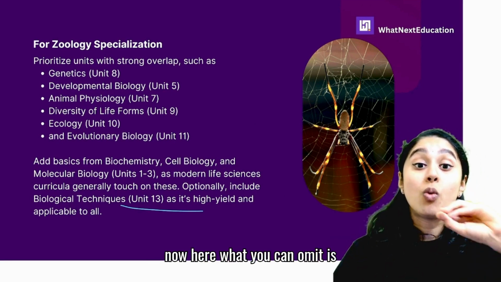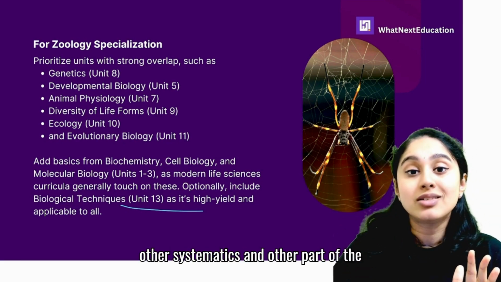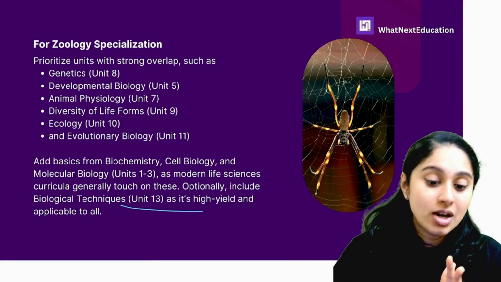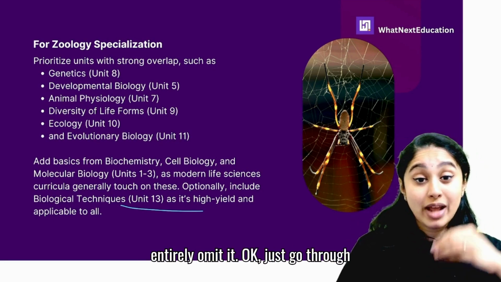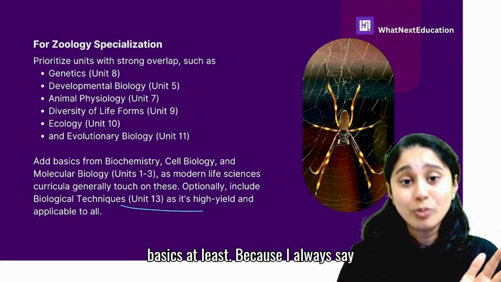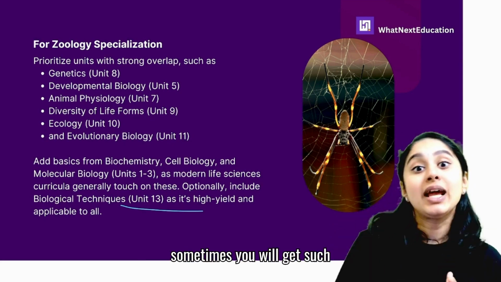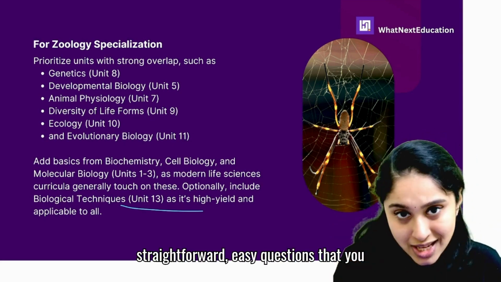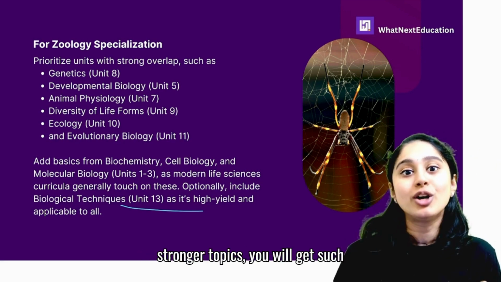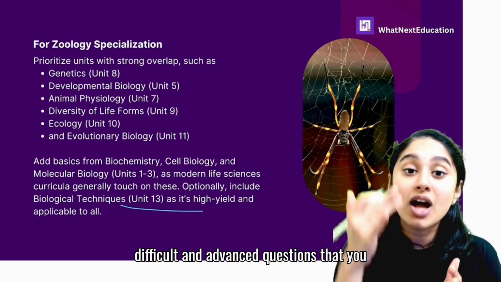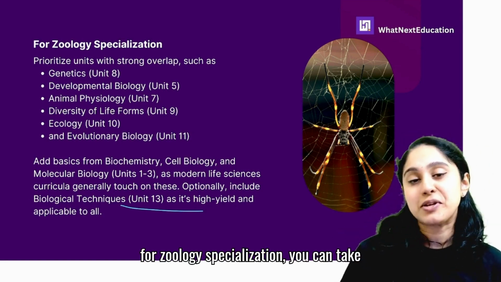So now here what you can omit is plant physiology. Then the systematics and other parts of the diversity chapter, you can just skip off. Okay, but don't entirely omit it. Just go through the basics at least, because I always say that when you attempt part B or part C, sometimes you will get such straightforward easy questions that you will be easily able to answer. Okay, but sometimes even though these are your stronger topics, you will get such difficult and advanced questions that you may not be able to answer. So definitely for zoology specialization you can take all of this.